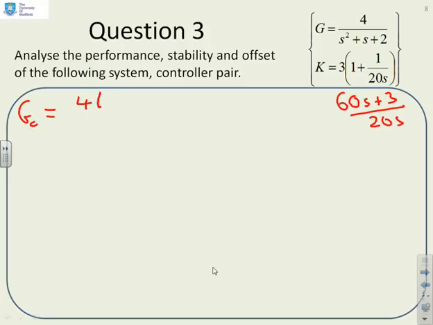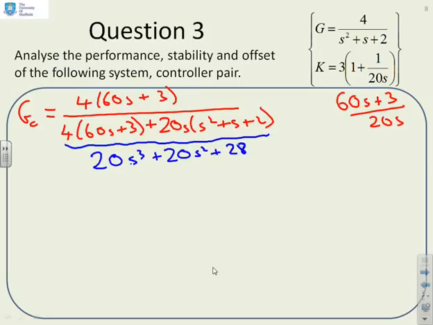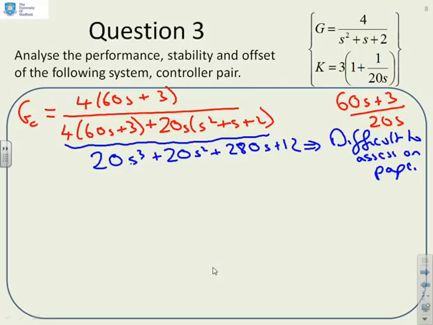So you're going to get 4 into 60s plus 3 over 4 into 60s plus 3 plus 20s into s squared plus s plus 2. Now, if I look at this polynomial and see what I get, you're going to get 20s cubed plus 20s squared plus 280s plus 12. So again, what do we say? It's difficult to assess on paper, because you can't see where the roots are.